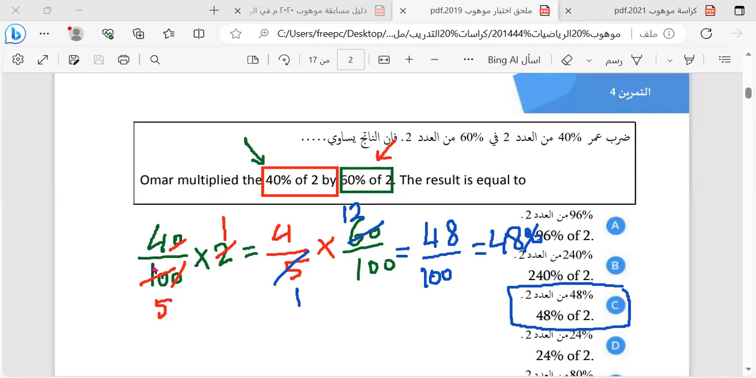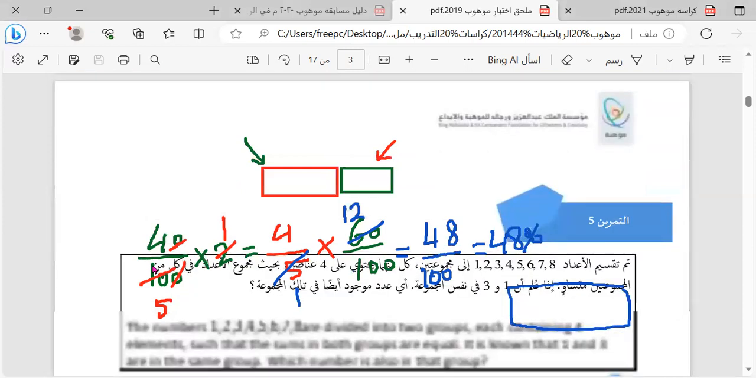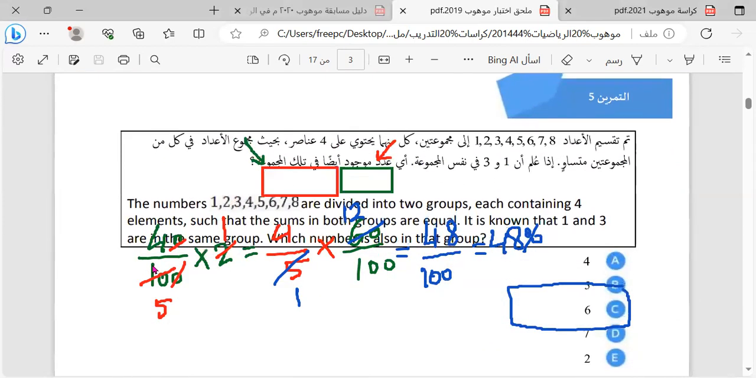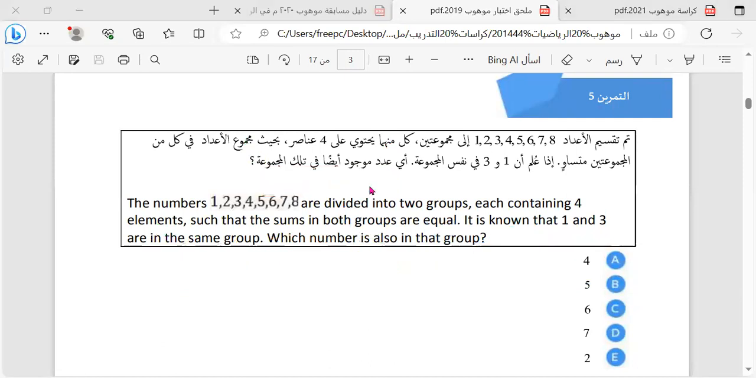Okay, now we will take maybe the last question. If we have time, we will go to the 6. Can I answer? Teacher, I didn't answer today. Okay, Risa, read question number 5.